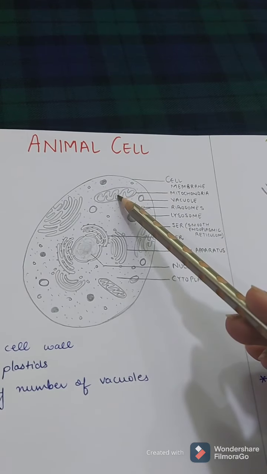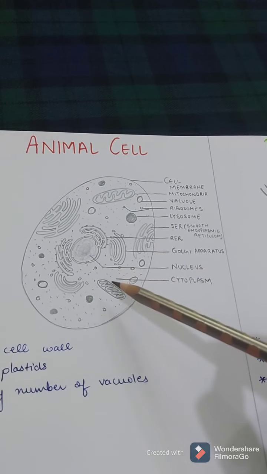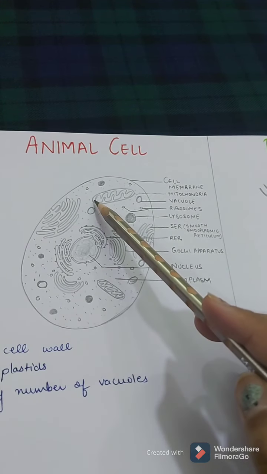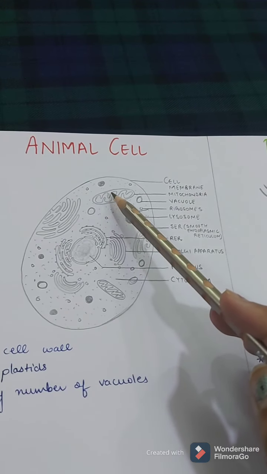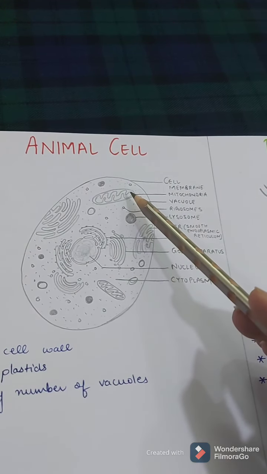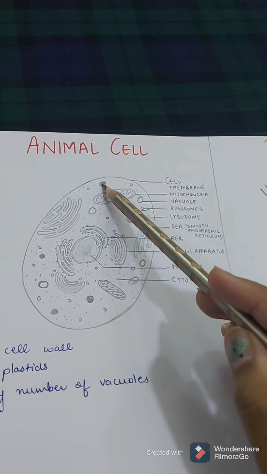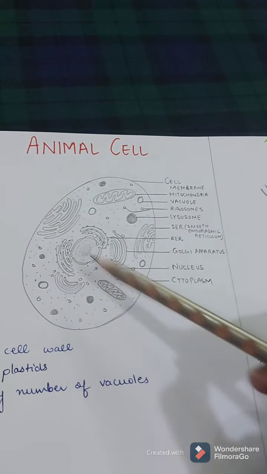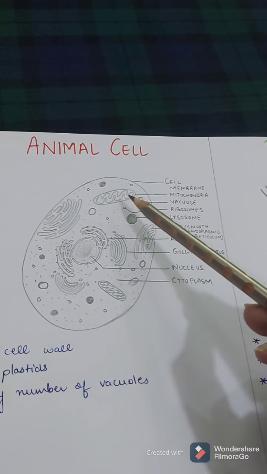Next, this structure is a mitochondria. Both of these are mitochondria, with the outer porous membrane and inner folded membrane. These are the lysosomes. Lysosomes are the suicidal bags of the cell. Mitochondria is the powerhouse of the cell.